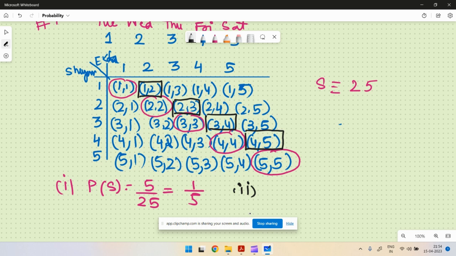This is one case. Now the second case could be 2, 1, which means Ekta visits on Tuesday and Shyam visits on Wednesday. This can also be a case, or 3, 2 also. The difference should be only 1. Then 5, 4. Somebody will say, sir, what about Saturday, Tuesday? No, this is not possible, because between Saturday and Tuesday are Sunday and Monday. Two days are in between, so this will not count.